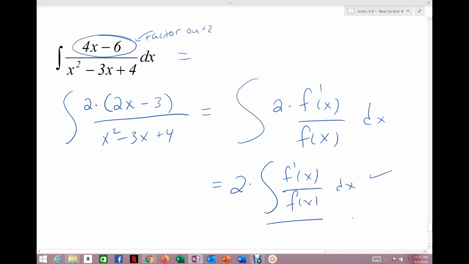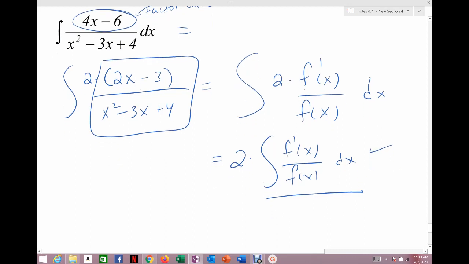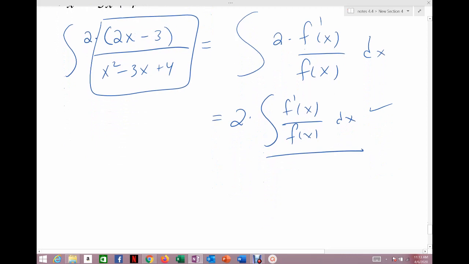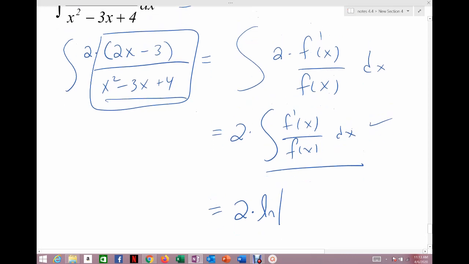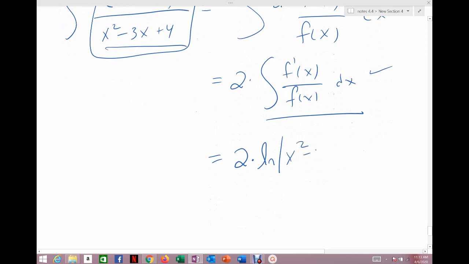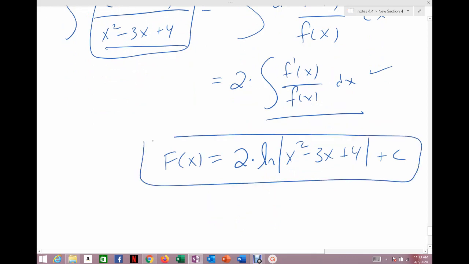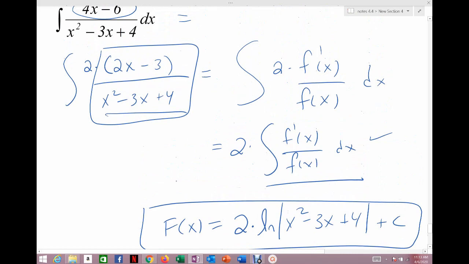All right, and so now I have the expression I want, right? There's just an extra constant that comes along, and the extra constant is part of the answer. It doesn't disappear. It's going to be 2 times the natural log of my denominator, x squared minus 3x plus 4, and then that constant at the end. So there is my general antiderivative. If I take the derivative of this function, I do get back to this expression.